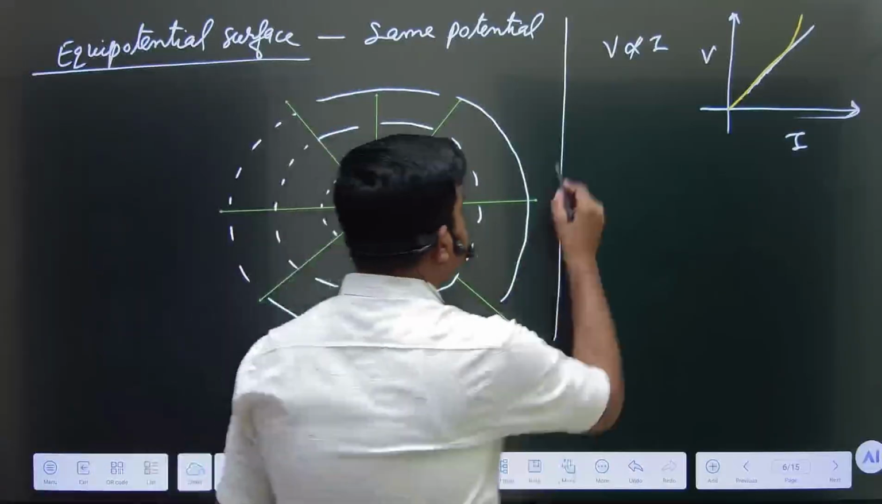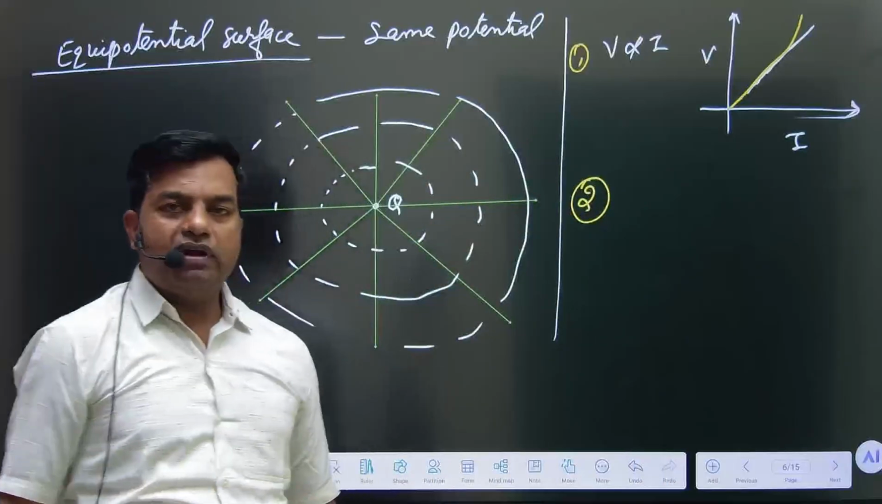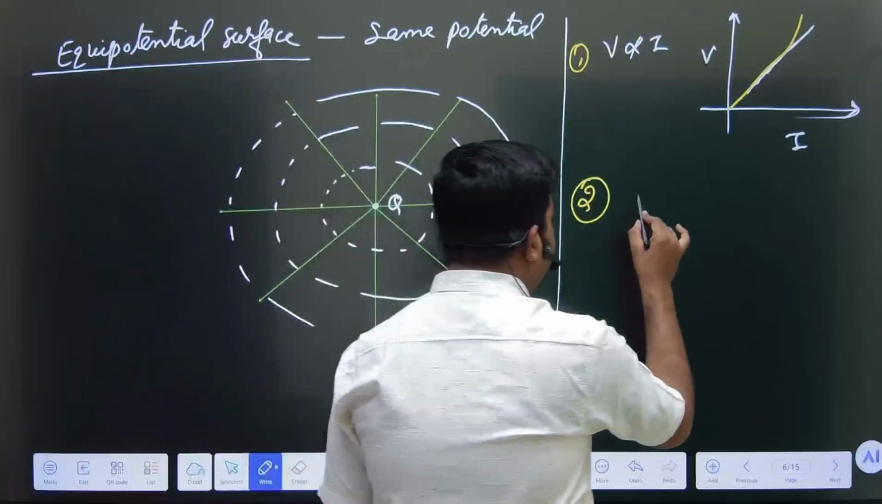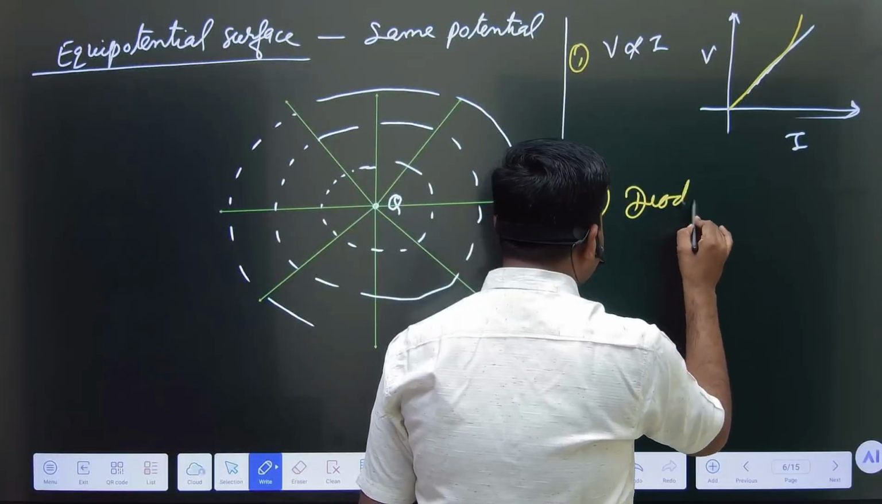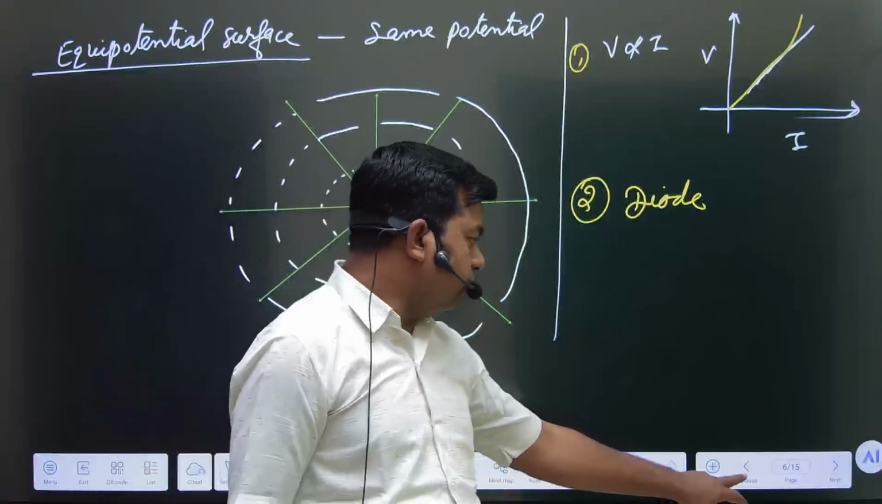That is the first limitation. Second limitation is what? Ohm's law is not applicable for electronic devices like diode, transistor, etc. So this is the second limitation of Ohm's law.